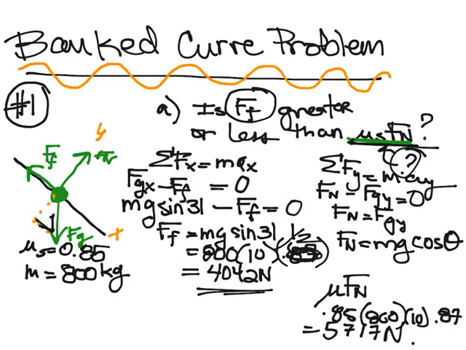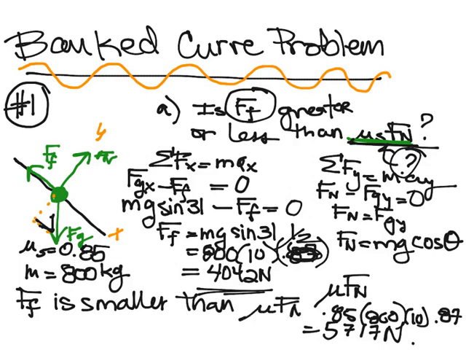So what that means is that our actual friction force is smaller than mu Fn, the maximum friction force, so the car can remain at rest.